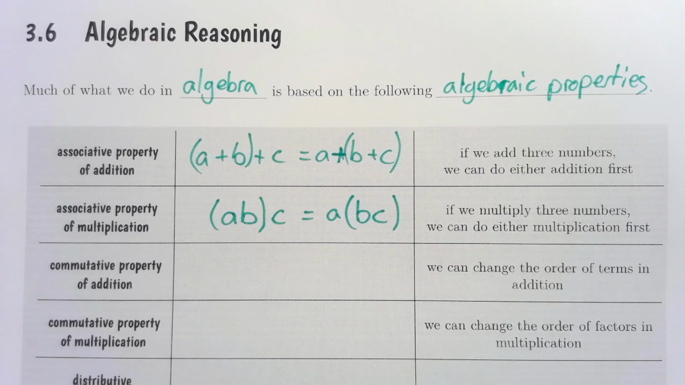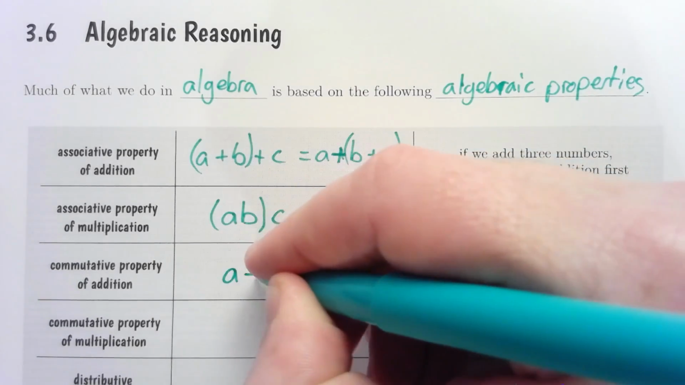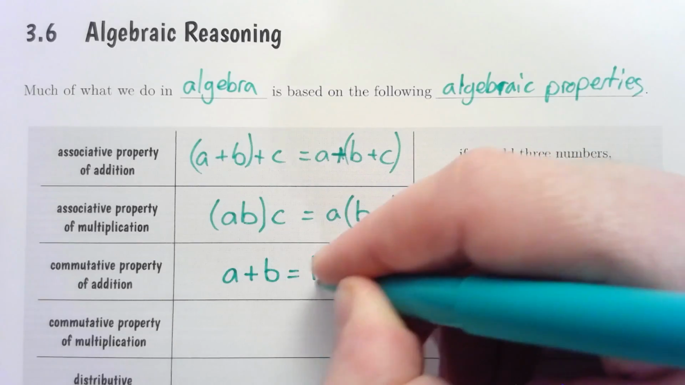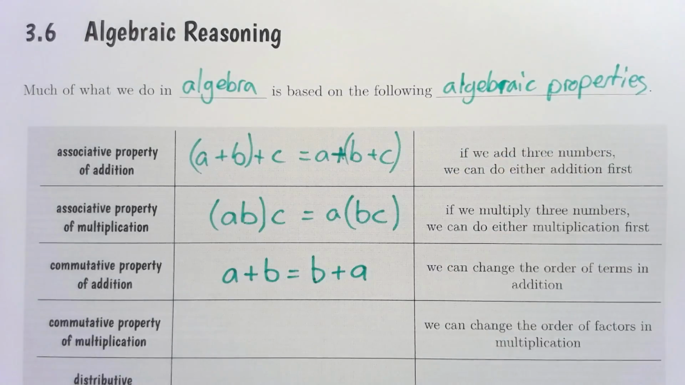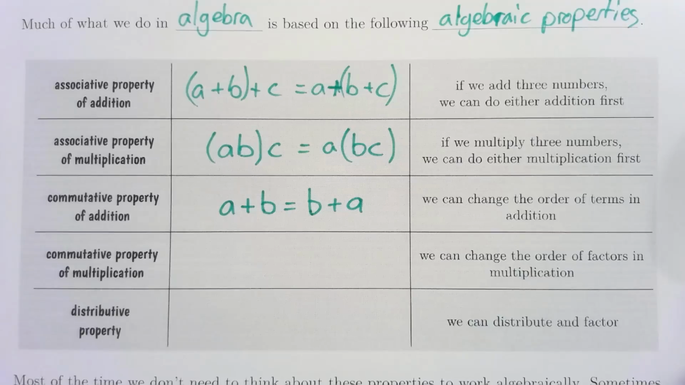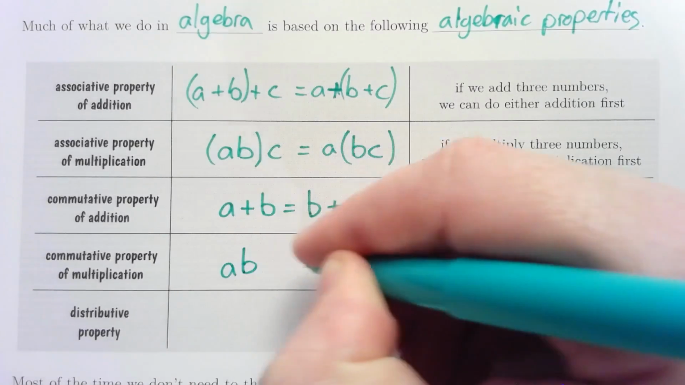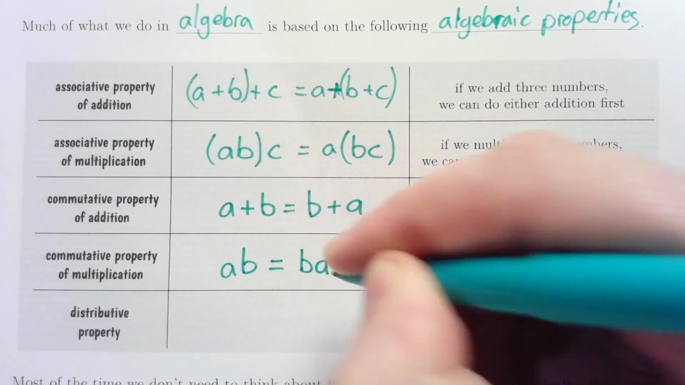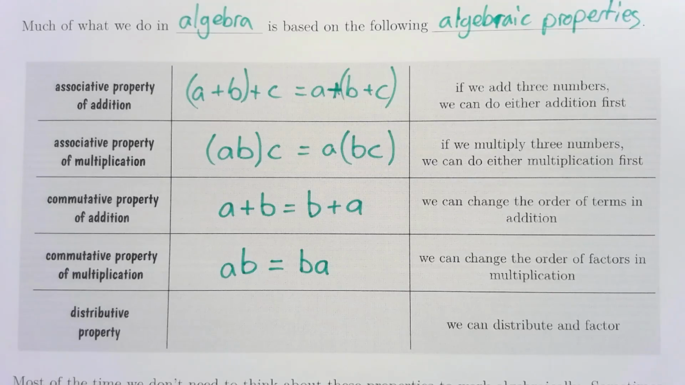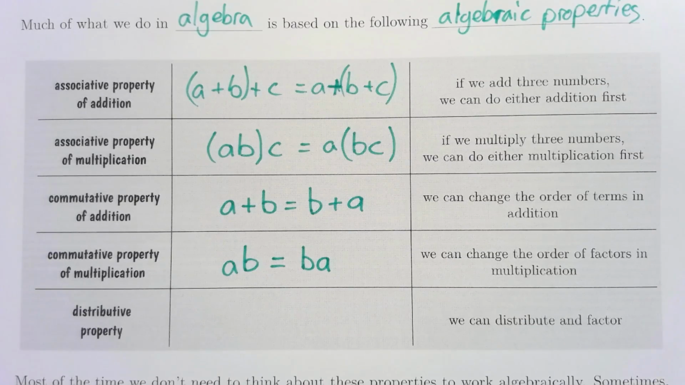Now the rest of our properties we've actually already seen before, but let's go over them again so we're reminded how they work. The commutative property of addition. If we have A plus B, we can equivalently write it by switching their values as B plus A. We can change the order of terms in addition. The commutative property of multiplication. If we have A times B, we can equivalently write this as B times A. We can change the order of factors in multiplication.